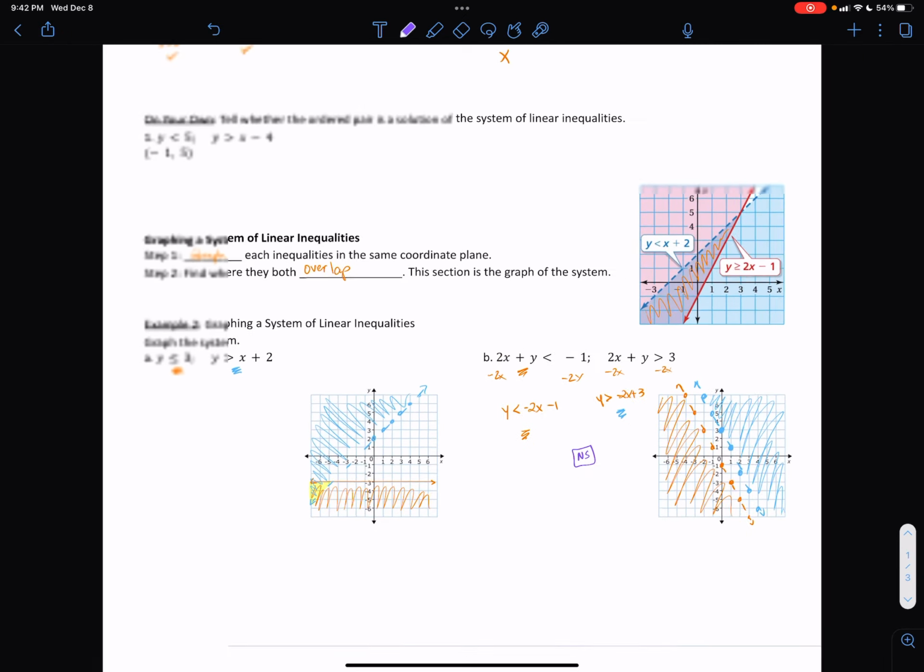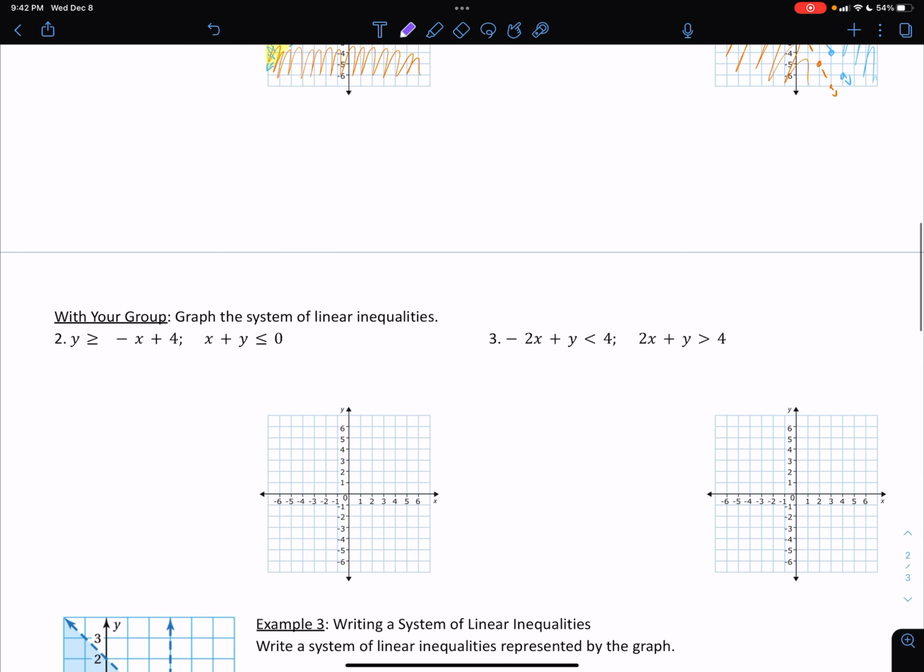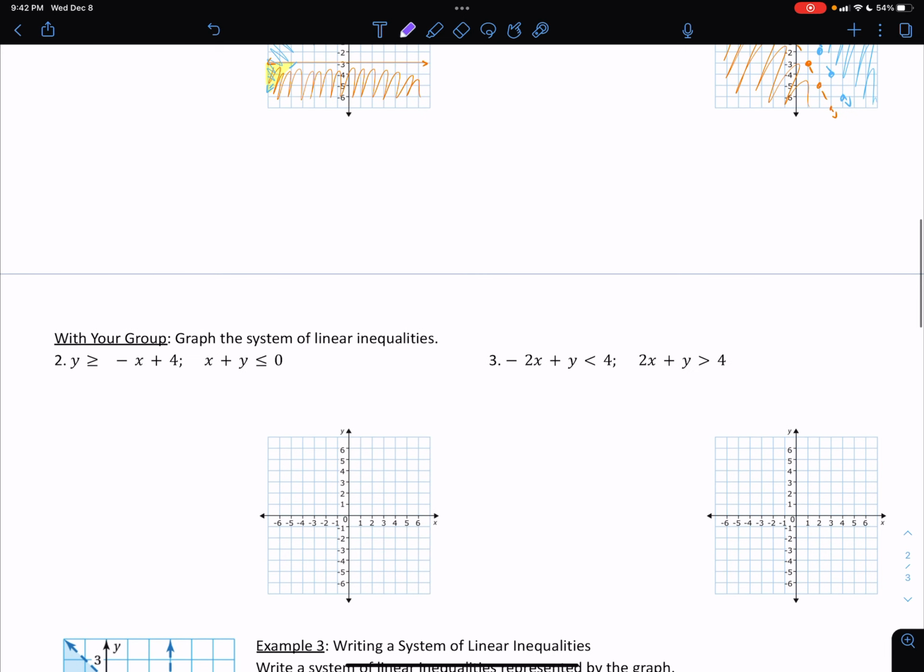All right. So now why don't you try numbers 2 and 3? It's a little difficult to see the feedback on it, but why don't you try these out and check your answer with the person next to you, if you guys are both at the same page.